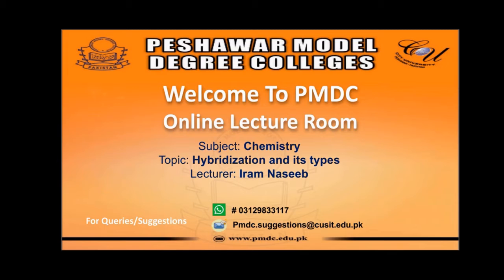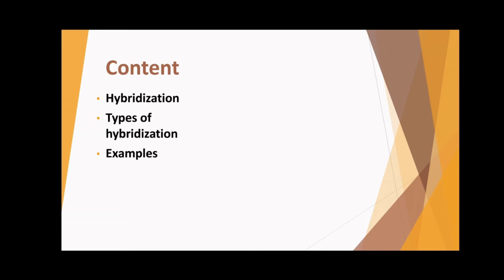Today we are going to discuss a very important topic of chemistry from the textbook of grade 11, that is hybridization. Students, questions from this topic are included in previous BISE papers. In today's lecture, we will discuss hybridization, types of hybridization, examples of each type of hybridization, their structures, and at the end you will be given some assignment.